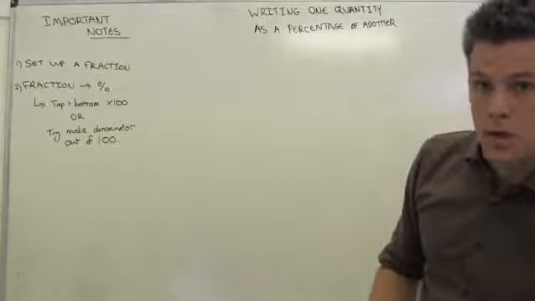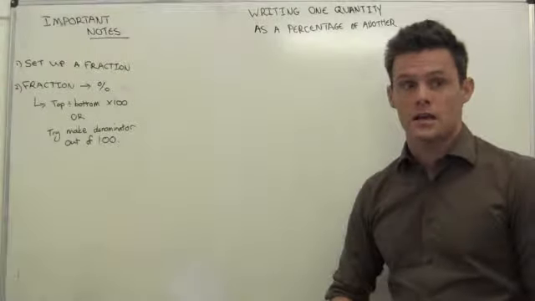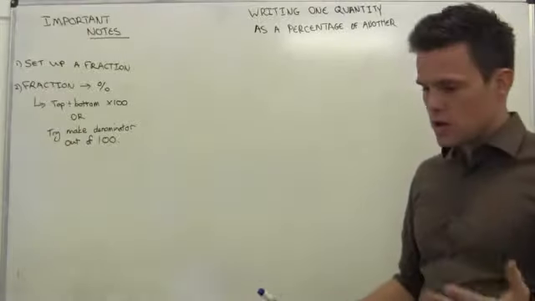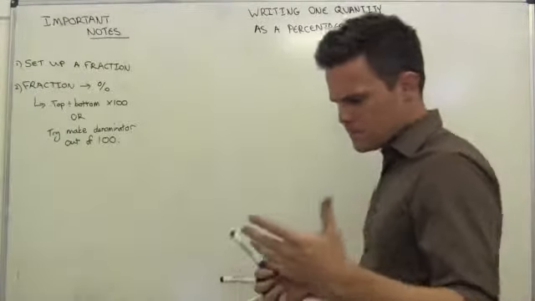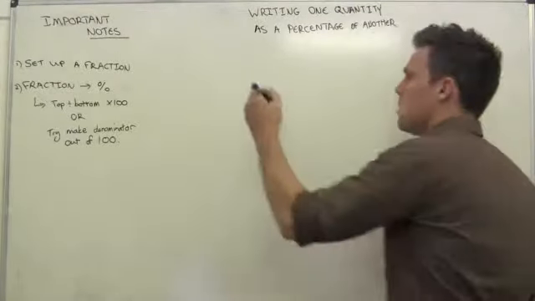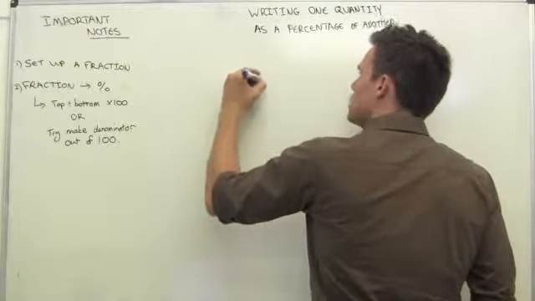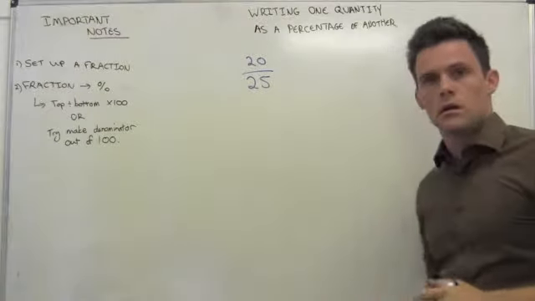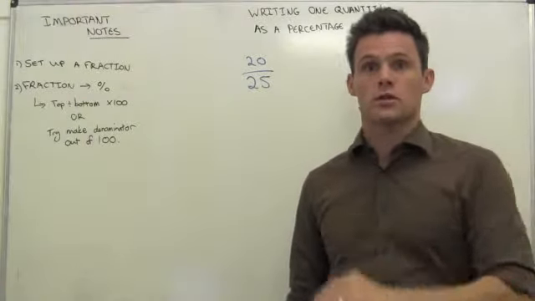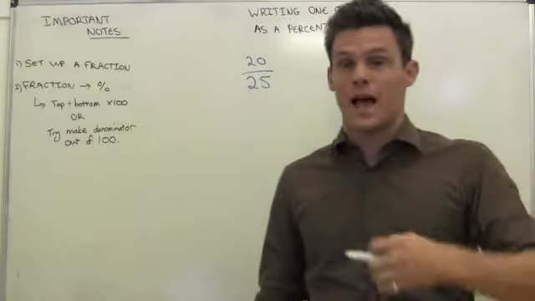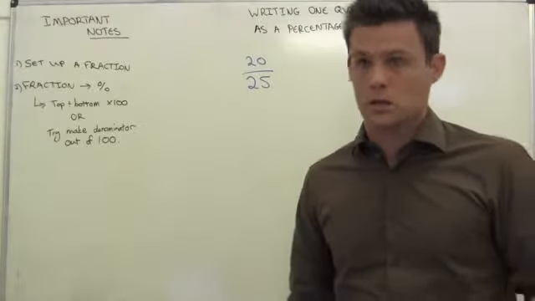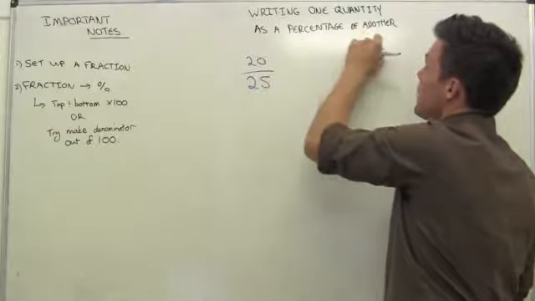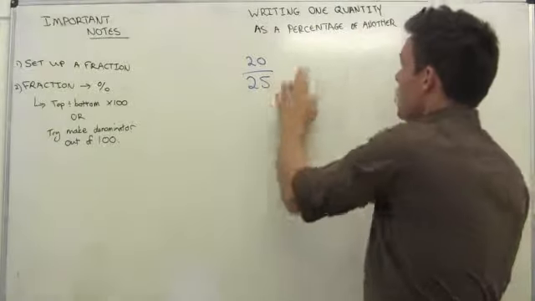And I know this because every single time I hand out a test, everyone wants to know what was it out of, what was it out of. So let's say you do a test and you get, out of 25, you get 20. Okay, that is 20 out of 25. I got 20 marks out of the total possible marks. One quantity, 20, out of another.